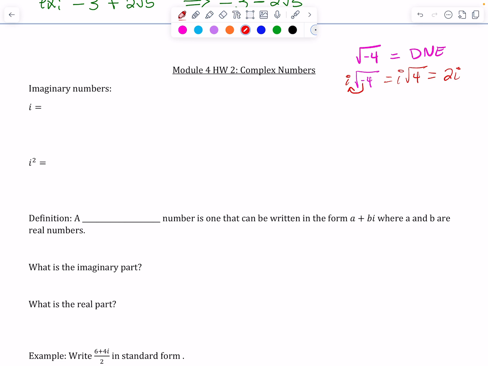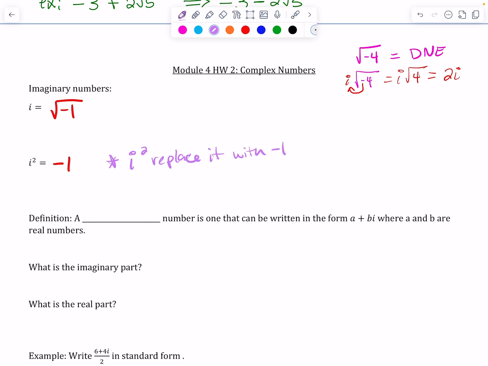So the first thing is I equals the square root of negative 1. Okay, and anytime we see I squared, that's going to equal negative 1, which doesn't happen for any real numbers that we work with ever. So anytime you see I squared, you are going to replace it with a negative 1.